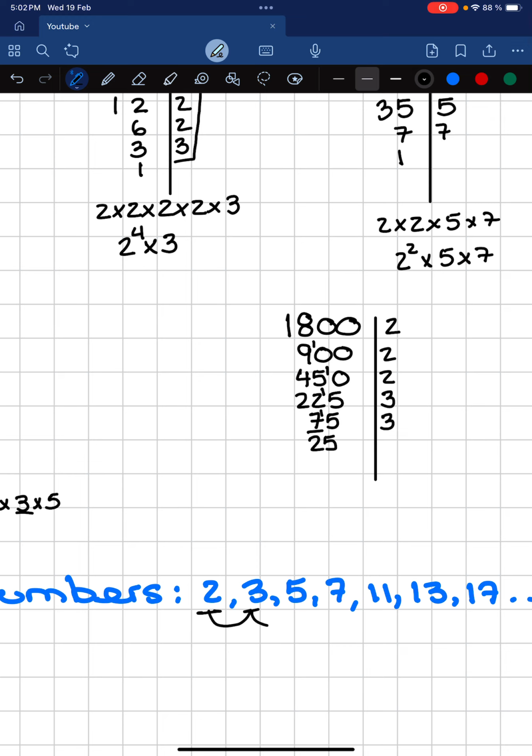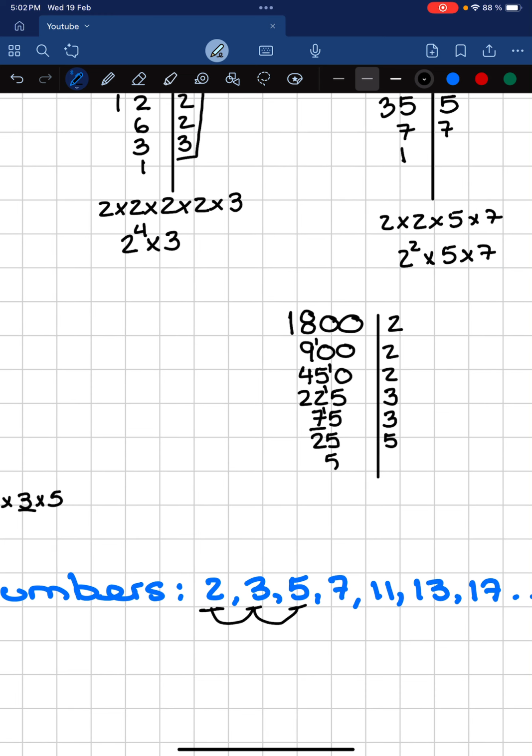So we jump to the next prime number, which is 5. And 25 is divisible by 5. And 25 divided by 5 is 5. Once again, we can divide by 5, and the answer is 1. We finished. You see, you thought it was going to be super hard, and we did it in less than 2 minutes.